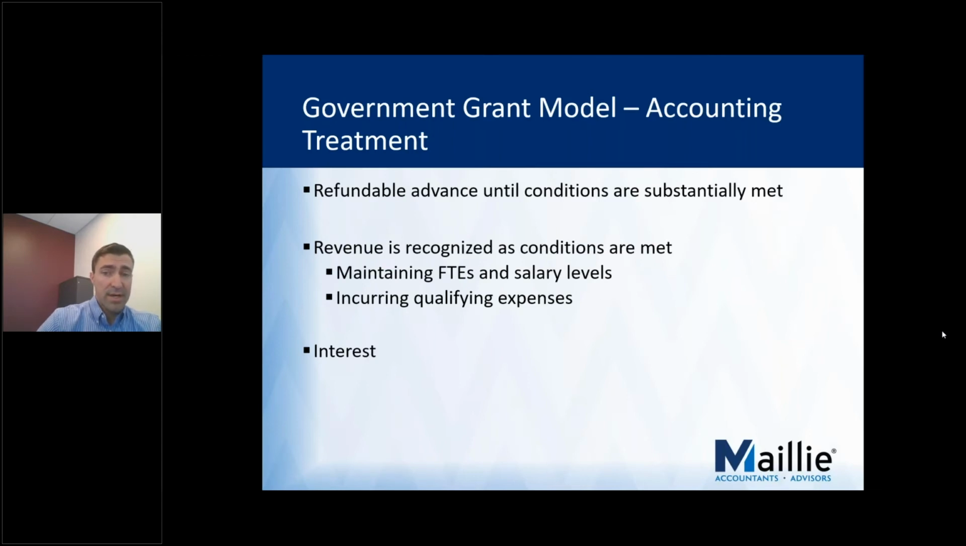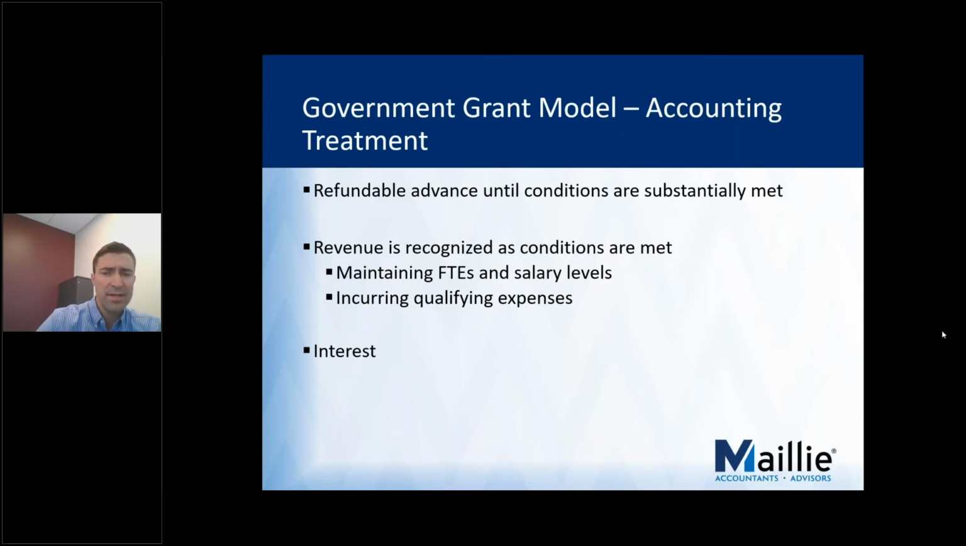So under the government grant model, conditions for forgiveness should be substantially met before the receipt of assets is recognized as revenue. Therefore, the initial receipt of the PPP funds is considered a conditional contribution and should be accounted for as a refundable advance on your books, which is a liability, until the conditions for forgiveness have been substantially met. So examples of the conditions you want to consider here are maintaining your full-time equivalent numbers and maintaining those salary levels, and then also incurring qualifying expenditures.